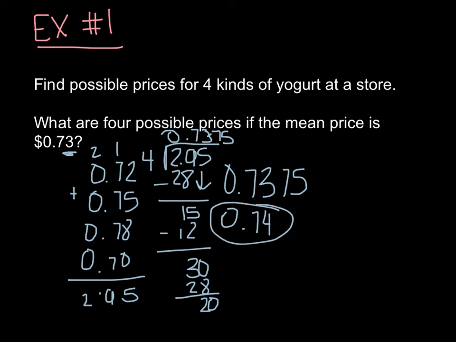We just need to change about one of our data points. Now, since our answer was just a little bit too high, we might want to bring one of our numbers down a little bit. So let's try that. Let's try 71 cents instead of 72. And let's keep all the other 3 the same. 75 cents, 78, and 70 cents.